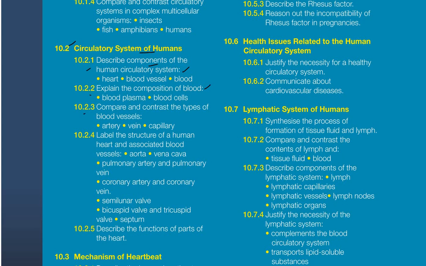10.2.3, compare and contrast the types of blood vessels. 10.2.4, label the structure of human heart and associated blood vessels. And then 10.2.5, describe the functions of parts of the heart. So for this subtopic, we are going to learn more about the heart and also about the blood. So let us proceed.